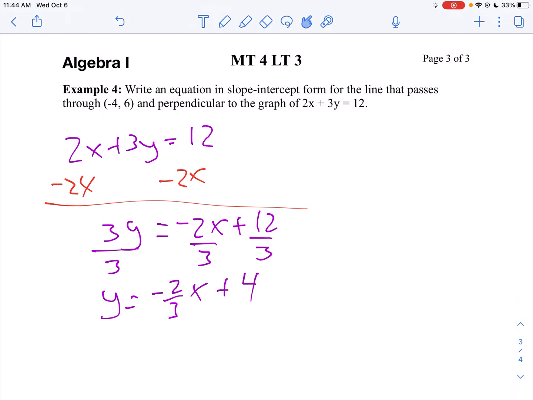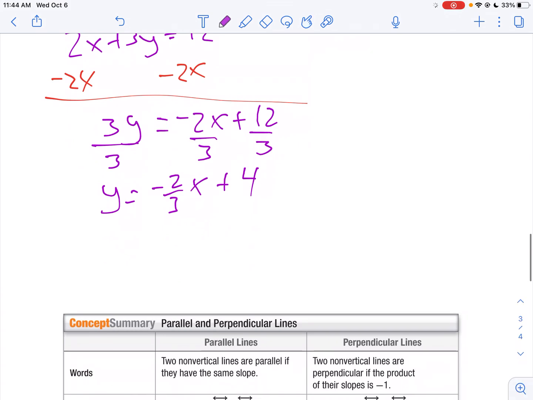I really don't care about the 4. What I'm interested in is the slope. So the slope of this line is negative 2/3. So the slope of a line that's perpendicular to it would be positive 3 over 2.